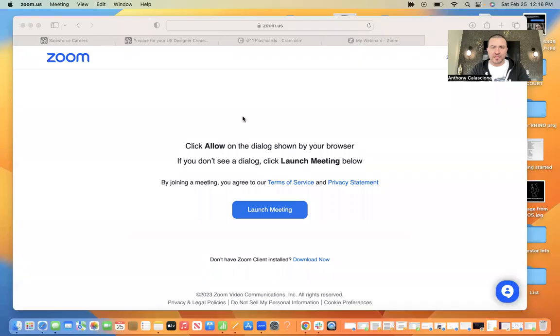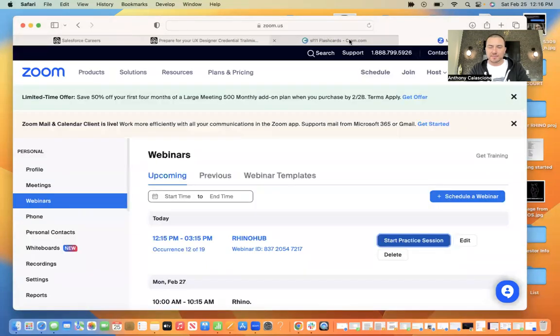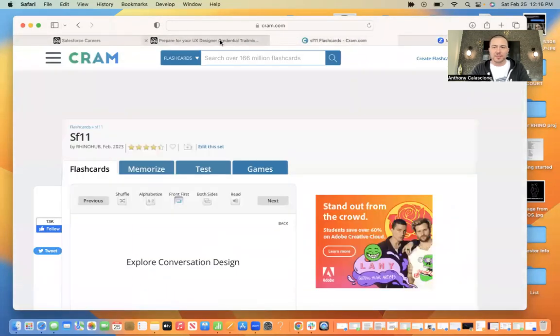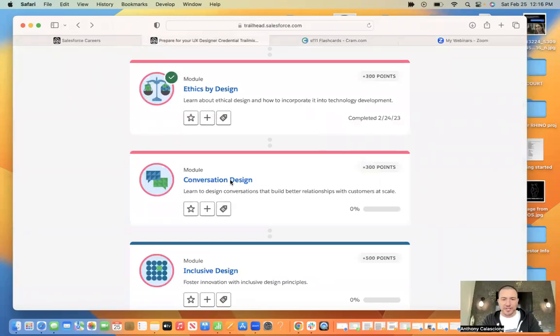So I'm going to share a screen with you. And there's the Zoom thing. Let's hide the floating meeting controls. Let's X out of this. Already have the flashcard set up. This is where we are, conversation design.